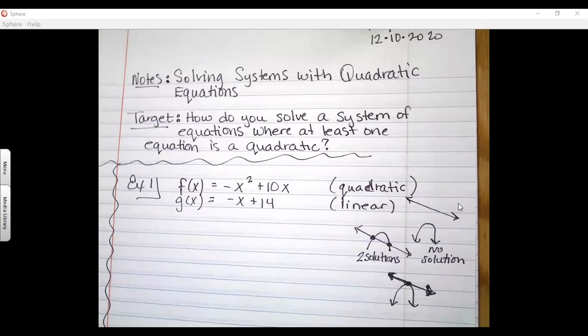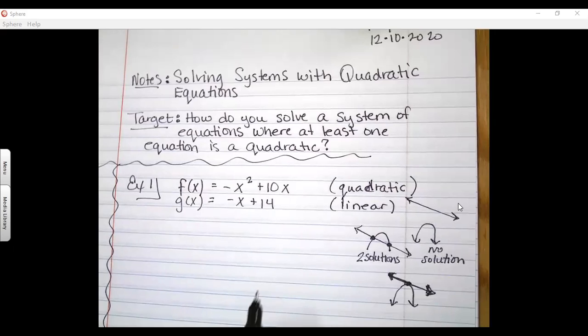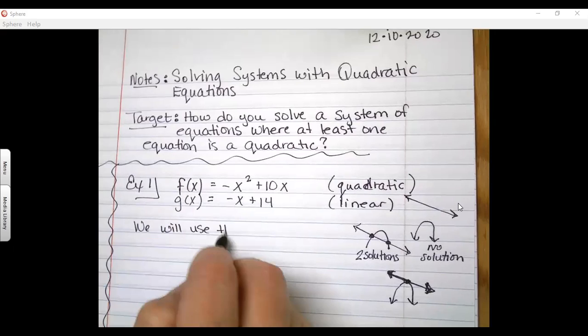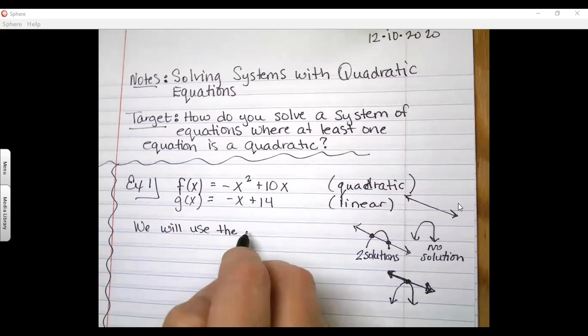Anybody have a question so far? So we are going to use substitution, the substitution method, to solve this.